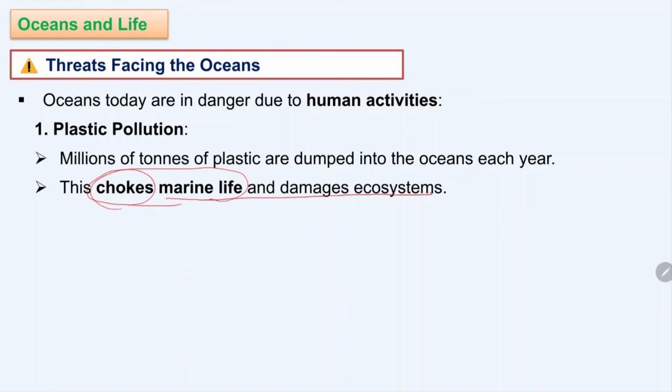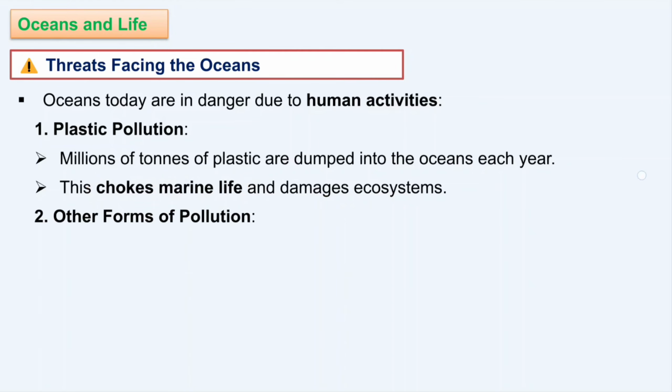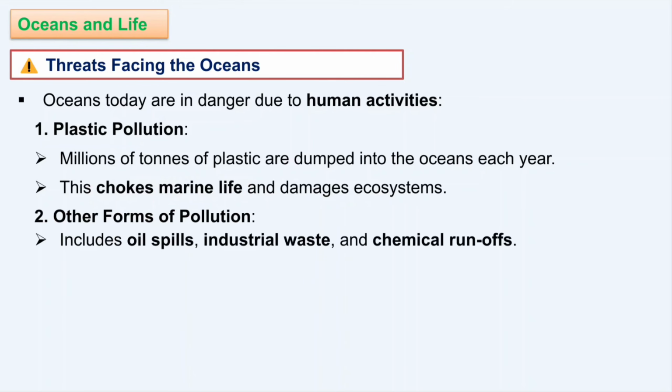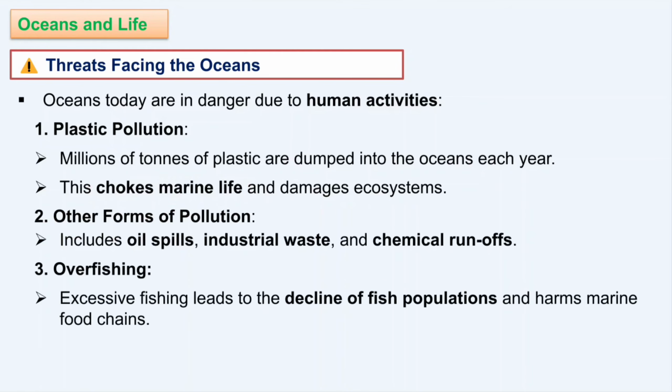There are flora and fauna inside the ocean, inside the sea water, and pollution damages the ecosystem. Other forms of pollution include oil spills, industrial waste and chemical runoff. All these things are dumped in the oceans, because of which there is huge pollution inside the oceans as well. And overfishing is another case. Excessive fishing leads to a decline of fish population and harms the marine food chain. We have a food chain here on land also. Just like that, there is a food chain in the oceans as well. So overfishing leads to a decline of fish population, and that harms the marine food chains. All right.